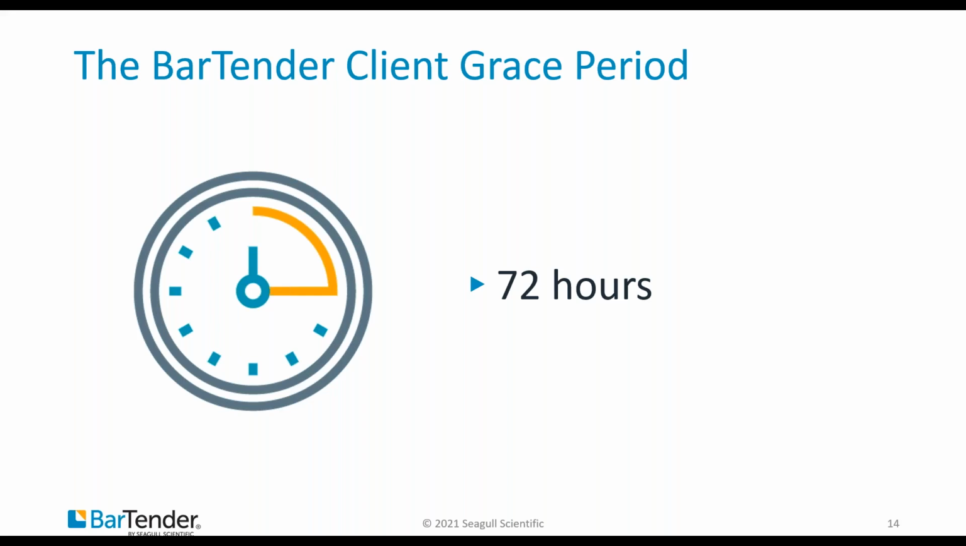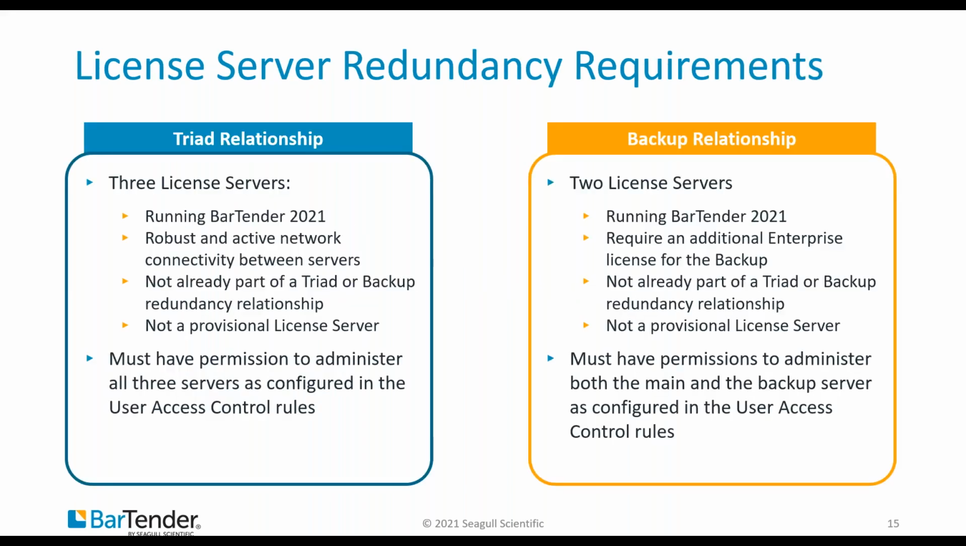So this grace period is designed to permit the continuance of BarTender production printing during a time of temporary network or license server failure. And that's been around for quite some time, the 72-hour grace period. It's currently in place, but we're certainly enhancing the capabilities of our backup and redundancy functionality.